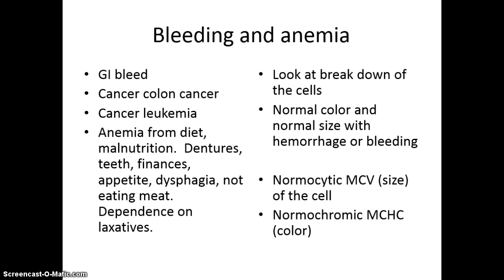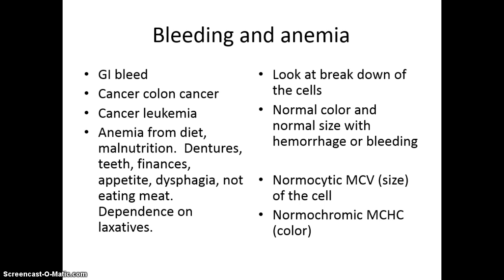Bleeding and anemia, then your GI bleeds, colon cancer, leukemia. We can have anemia from just malnutrition for a variety of reasons, need to be looked at because the bleeding can then lead to anemia. When we look at the breakdown of the cells, we want to look at what type of anemia is happening. Is it a normal color and normal size? That would be a hemorrhage or bleeding because the cells themselves are normal. We've just lost too many through blood loss.